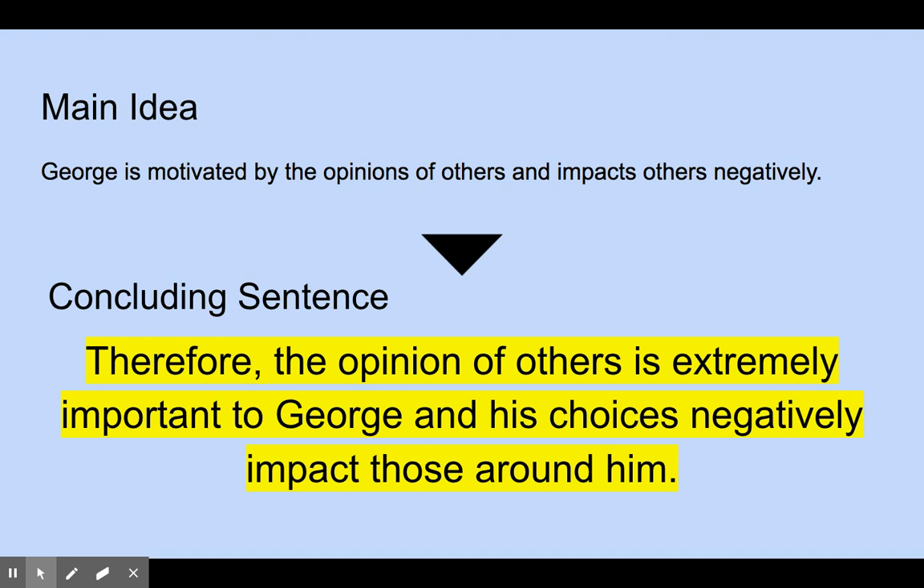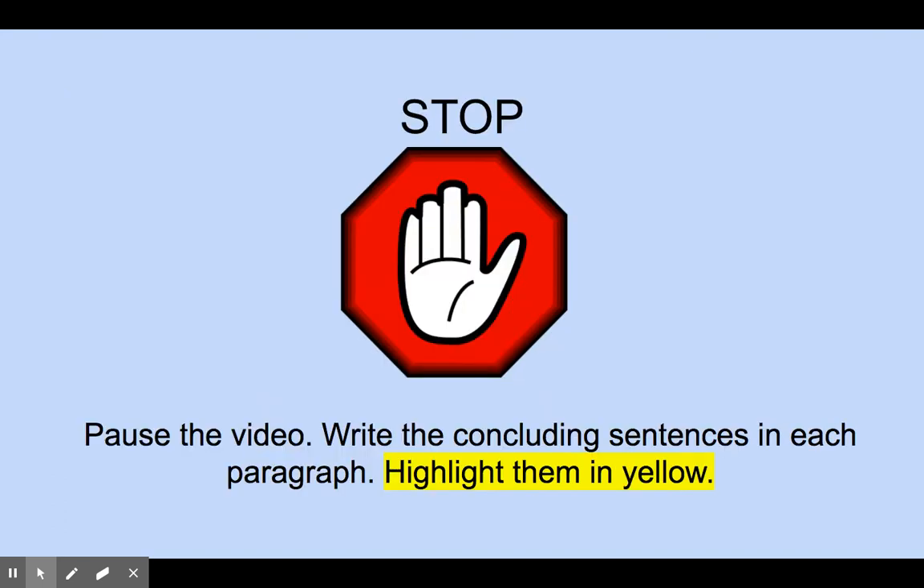What's hard about the concluding sentence is sometimes you want to be careful that the link right before it, you're not saying the exact same thing, okay? So again, we want to use synonyms and really expand your vocabulary in your writing. So pause the video and write those concluding sentences, and then I want you to highlight them yellow. Pause.